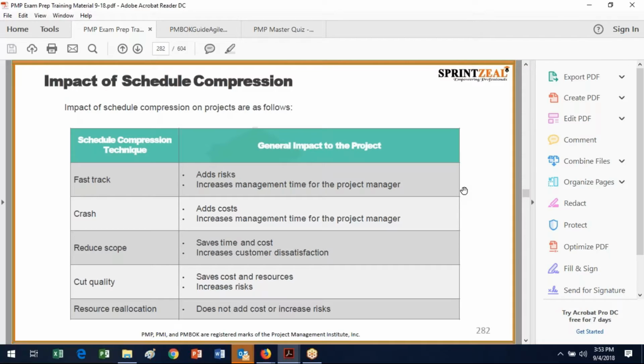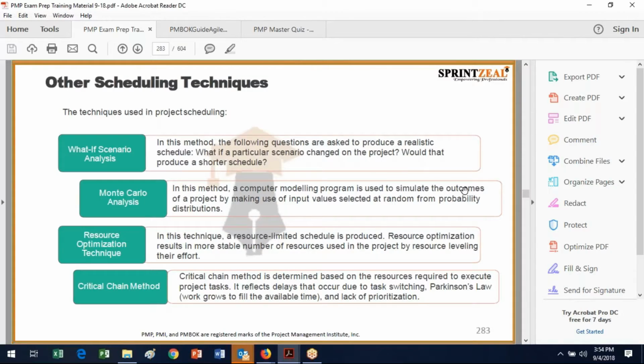So here are some other kinds of scheduling techniques. We talked a little bit about the what-if scenario. So what if a particular scenario changed on the project, and would this produce a shorter schedule? So, again, looking at our assumptions and constraints might give us some what-if opportunities to say, well, if we could force this to happen, we could shorten up the schedule.